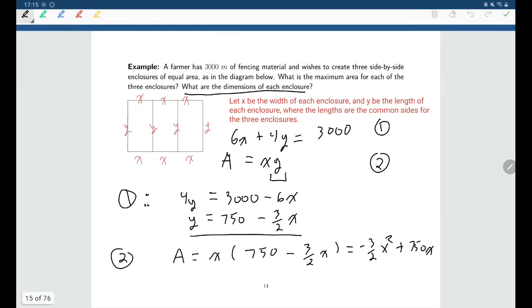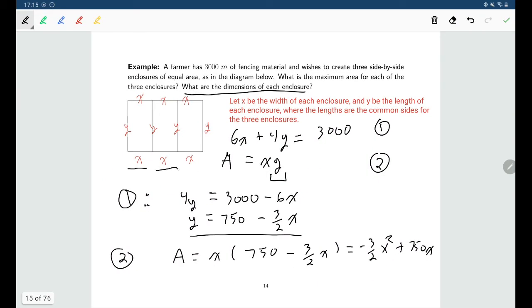So that means that 250, 250, 250, we'd have 750 meters in this direction and 375 in this direction, and that would make each of these 93,750 square meters. So you'd have 93,000 plus another 93,000 plus another 93,000. You'd have just shy of 300,000 square meters for your total area for all three enclosures.